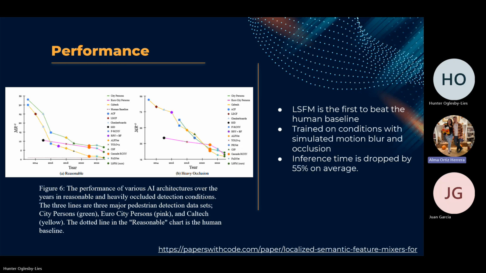The graph above shows the performance over time for the different AI architectures in two different conditions, reasonable and heavy occluded. As you can see, LSFM beats each one of these on 3 different datasets, even beating Caltech on the human baseline. To work more efficiently under occluded conditions, LSFM is trained on a wide set with simulated obstruction and motion blur. It achieves this capability of detection, all while cutting the inference time by 55% on average.